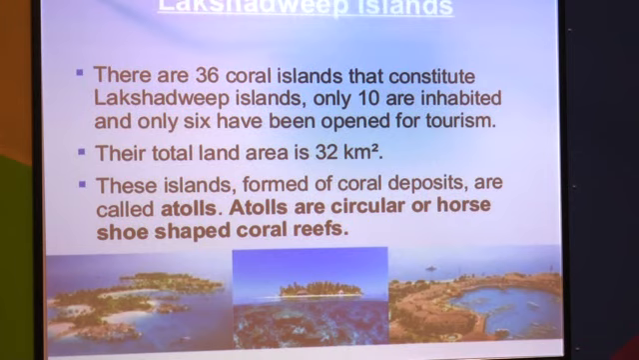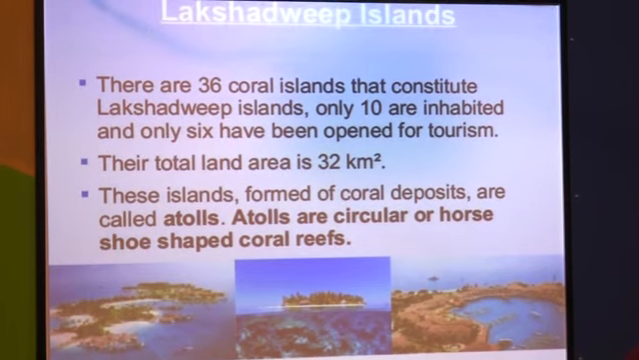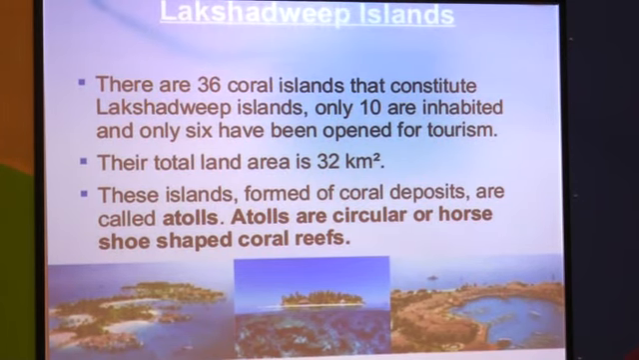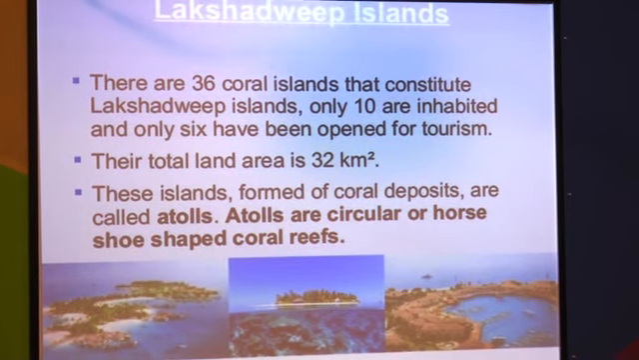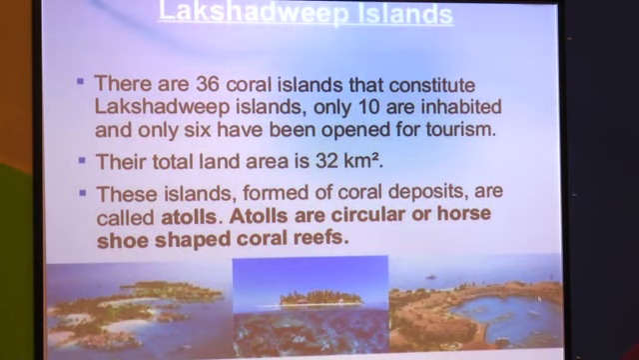Nearly 32 square kilometers of area is covered by the Lakshadweep islands, and they are formed by coral deposition. There are coral insects, and after they die, their dead bodies are deposited in that place, and due to that coral islands are formed. Atolls are circular or horseshoe shaped coral reefs. See here the Lakshadweep islands, and these are three images of the Lakshadweep islands.